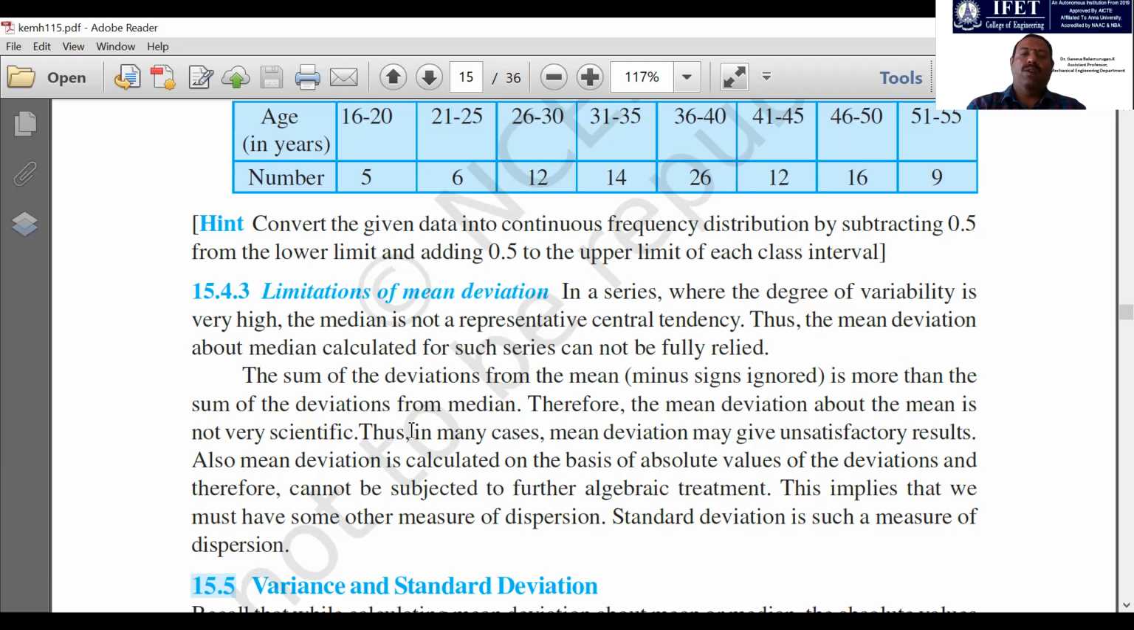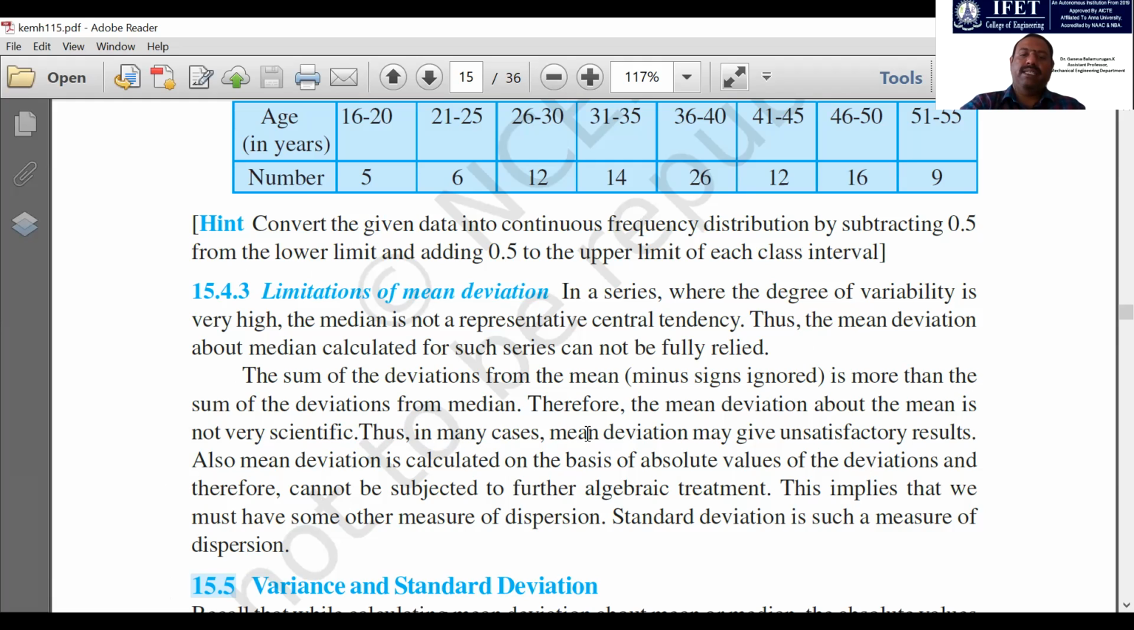So those who are following the median as a central tendency to calculate the mean deviation may end up with a wrong reading or wrong interpretation. This is one of the limitations of this method. What they are saying is that the mean deviation about the mean is not very scientific. This method is actually not scientific.